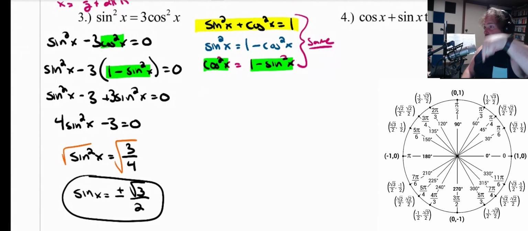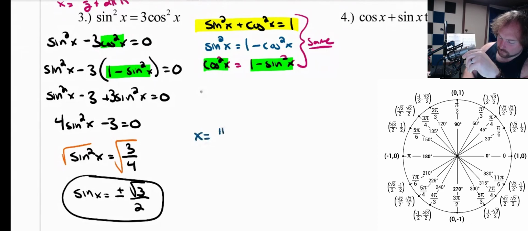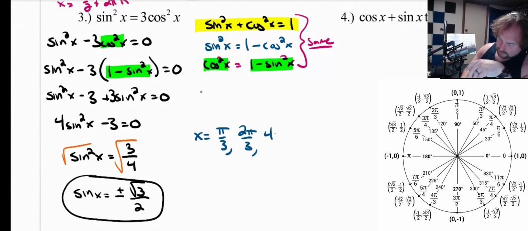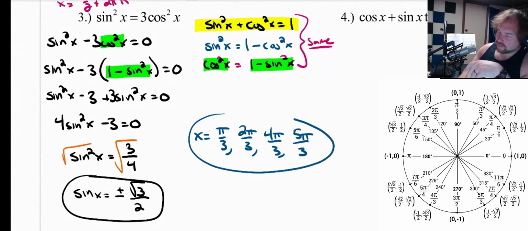All you got to do is look at your unit circle or consult the one that lives in your mind and remember which angles have that y value. I see 4 of them. The first one is pi over 3 with a y value of positive square root of 3 over 2. And its partner, 2 pi over 3, which also has the same y value. You can draw a horizontal line. And then we have 2 down below, 4 pi over 3 and 5 pi over 3. Those are the ones that have that y value on the bottom half.